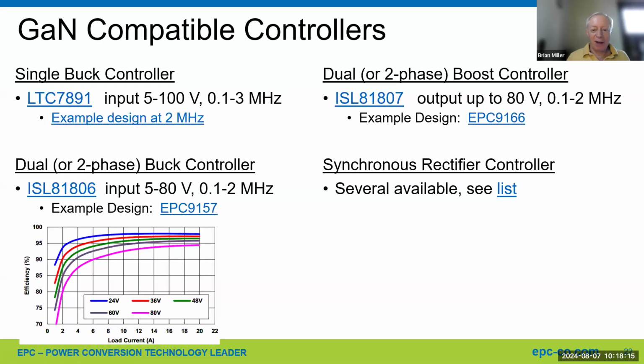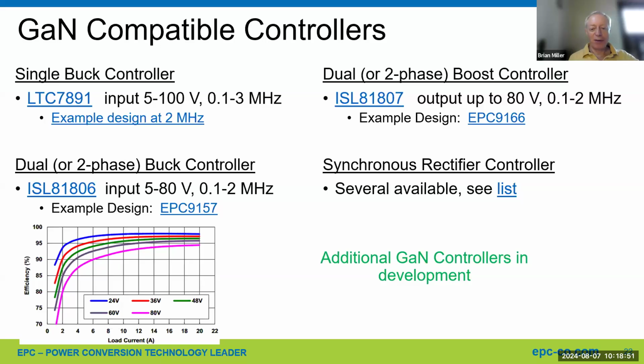Here are a few. This is not an exhaustive list, but here are a few controllers that are out, made for GaN. A single buck controller, a dual buck controller. Using this board, this is the Intersil part, ISL81806, you can see a graph of efficiency for that board. And there's a list on our website for things like synchronous rectifier controllers. And there are additional GaN controllers in development.